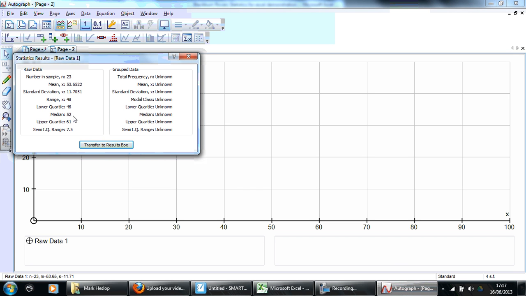One thing we are lacking is a mode, so that was one useful thing about Excel, the fact that it gave us the mode. Another thing just to bear in mind if you are finding your data from Autograph: it's very good. It also finds you the range, lower quartiles, upper quartiles, all in one click of a button. But this thing down here is a semi-interquartile range. Don't mistake that for interquartile range. What that is, is half the interquartile range. The interquartile range in this case is actually 15. And you could also have seen that by doing upper quartile 61 minus lower quartile 46.